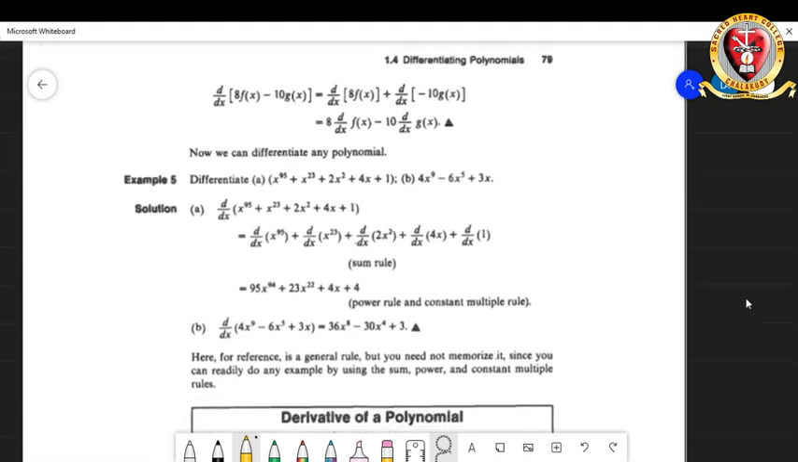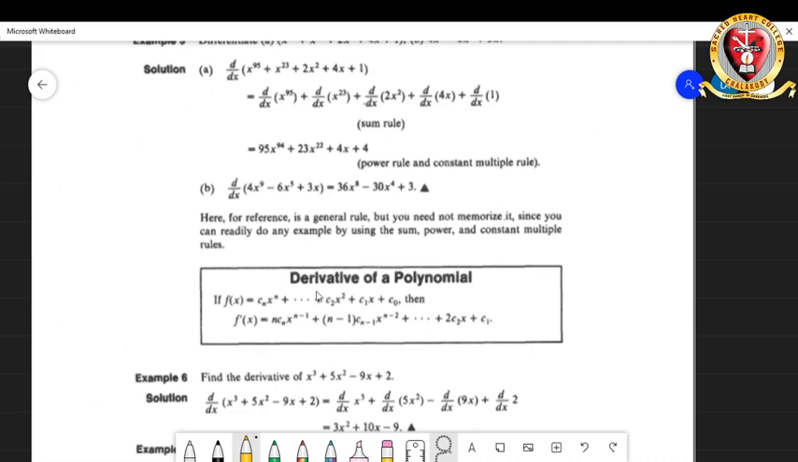Example 5 gives two polynomials. Just find the derivative. D by dx of x raised to 95 plus x raised to 23 plus 2 into x square plus 4x plus 1. Applying the sum rule, you get like this, and finally you get 95x raised to 94 plus 23x raised to 22 plus 4x plus 4. And for B, you have d by dx of 4x raised to 9 minus 6x raised to 5 plus 3x is equal to 36x raised to 8 minus 30x raised to 4 plus 3.